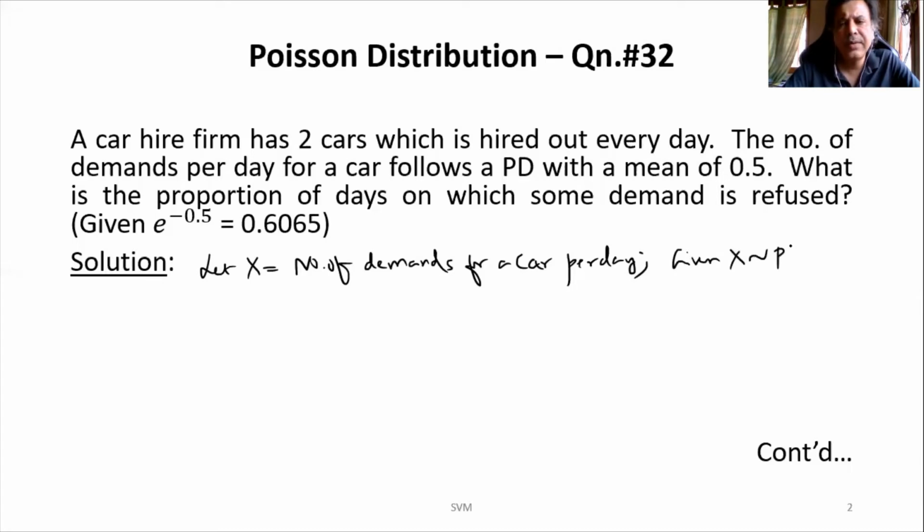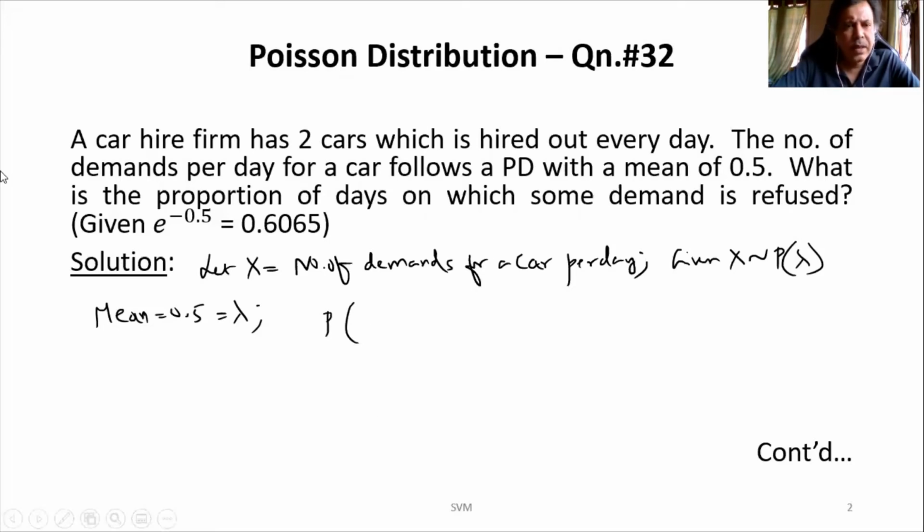So when I say a Poisson distribution, I need to write the parameter also. So we will write the single parameter, which is lambda. Right? This is given. And they say mean is 0.5. Mean is 0.5. And we know mean is lambda, right, for a Poisson distribution. Now the question is, what is the proportion of the days? When I say proportion, it is also considered as a probability of days on which some demand is refused.